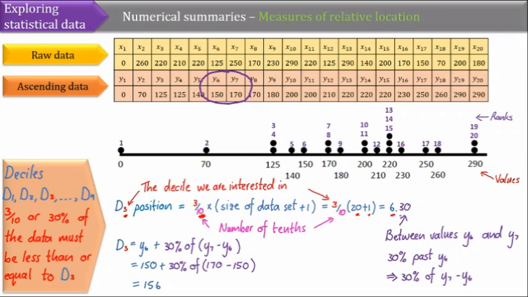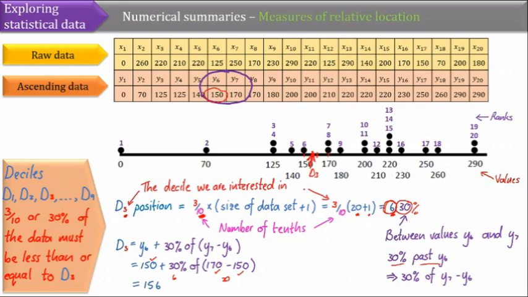We don't have a position 6.3, so we'll take position 6 and add 30% to it. 30% of what? Well, 30% past Y6. This is where Y6 comes from. So Y7 minus Y6, 30% of that. So here's the calculation. Y6 is 150. Y7 is 170, minus Y6, which gives us 20. 30% of 20 is 6. So 150 plus 6, and that gives us 156. So here's 150, there's 170, so there will be 160, so 156 will be about there somewhere. That is where D3 is.